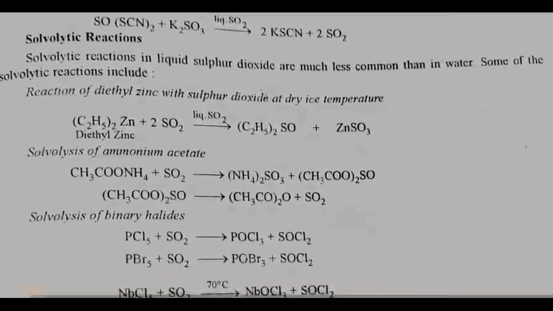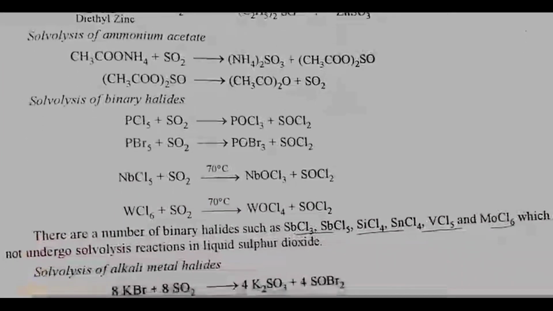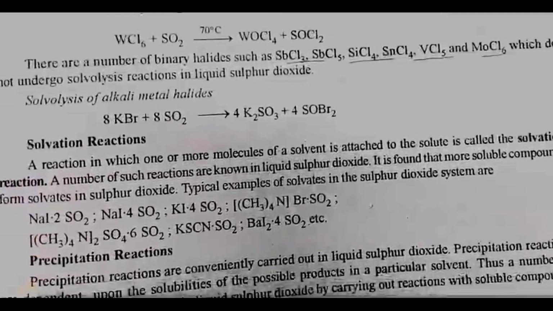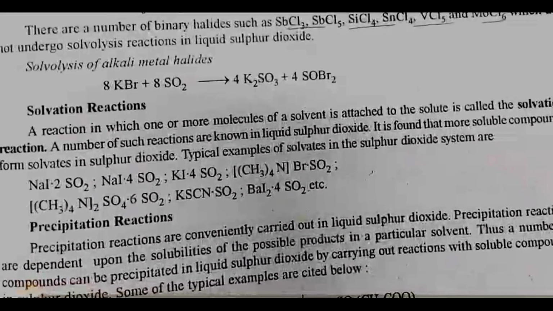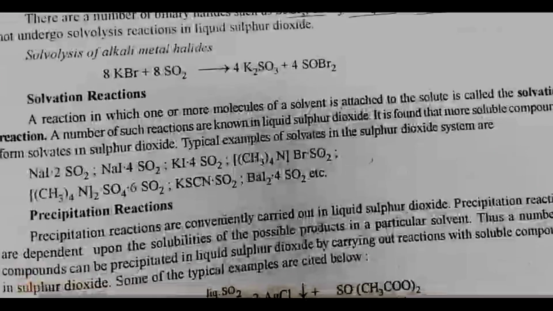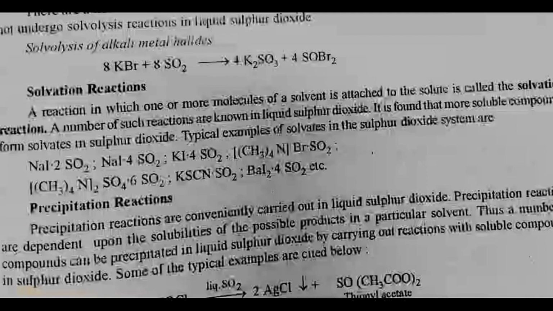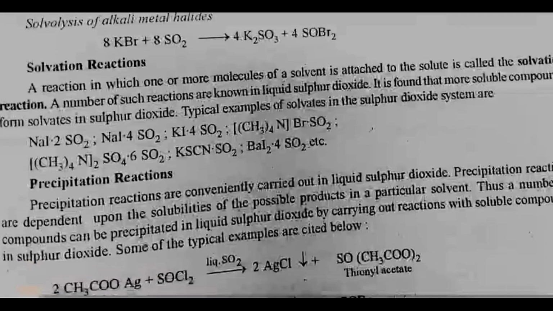Solvolytic reactions. Solvolytic reactions in liquid sulfur dioxide are much less common than in water. Some of the solvolytic reactions include reaction of diethyl zinc with sulfur dioxide at dry ice temperature, solvolysis of ammonium acetate, solvolysis of binary halides. There are a number of binary halides such as SbCl3, SbCl5, SiCl4, SnCl4, VCl5 and MoCl6 which do not undergo solvolysis reactions in liquid sulfur dioxide. Solvolysis of alkali metal halides: 8KBr plus 8SO2 is equal to 4K2SO3 plus 4SOBr2.